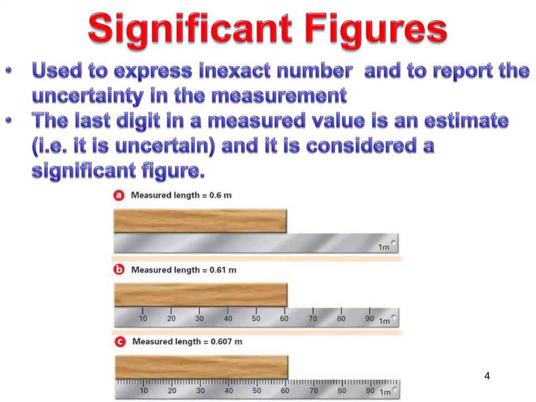In B, the measured length is between 60 and 70 centimeters. We can guess down to 1 centimeter on this. So the estimate here is 61 centimeters or 0.61 meters. And then finally, in part C, note that the end of the stick is between 60 and 61 centimeters, giving an estimated length of 0.607 meters.